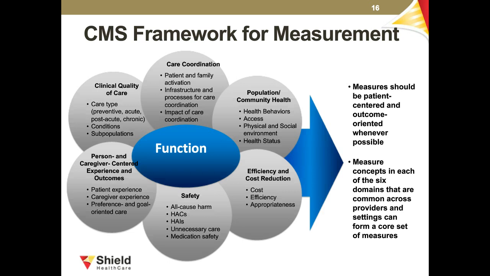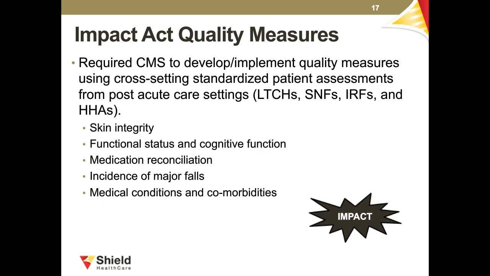So the whole goal is that the measures need to be patient-specific, patient-centered outcomes, and whenever possible, they should be outcome-oriented. Measures, concepts in each of these 6 common domains, they're common across all providers. We're all looking at these areas. So why not share some of that information and improve it as we go along? So we see that issue. There's considerable work that is required to reach comparability in that core set of measures for all of these 6. And that's why it's taking more than 3 years to fully implement the Impact Act.